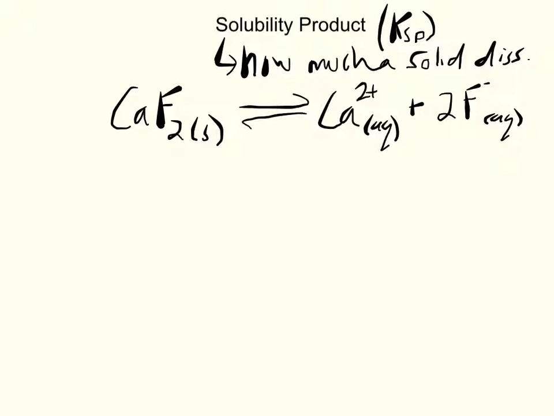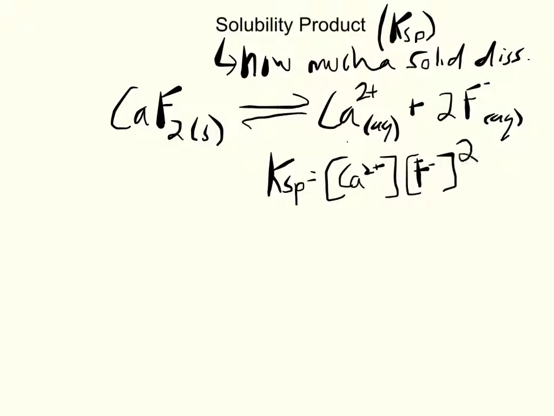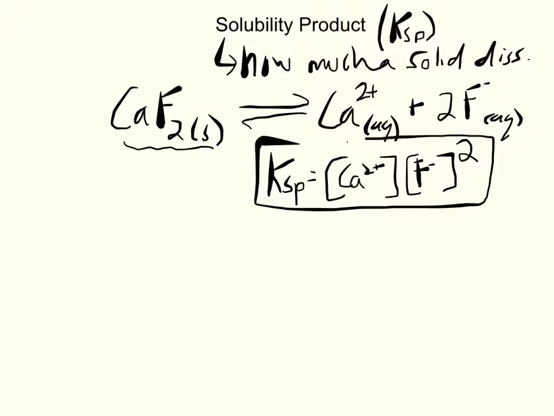So how would we write the equilibrium expression for it? Well, it's always products over reactants. So [Ca2+] times [F-] squared, divided by nothing, because this is a pure substance, it's a solid. So this would be the equilibrium expression for the solubility product of calcium fluoride.